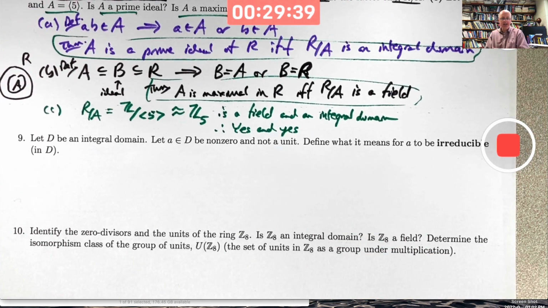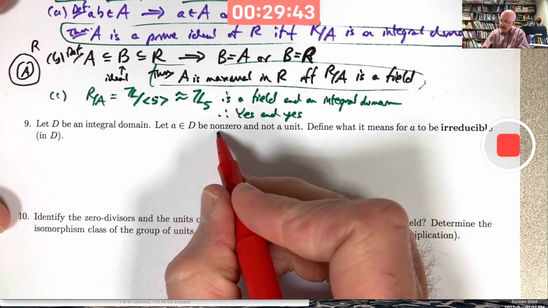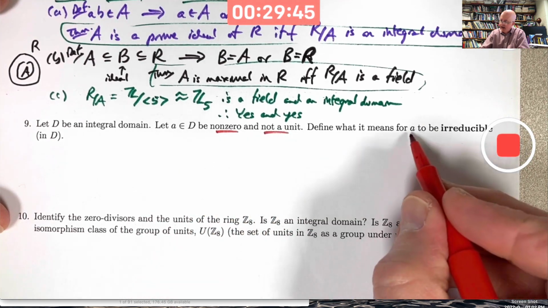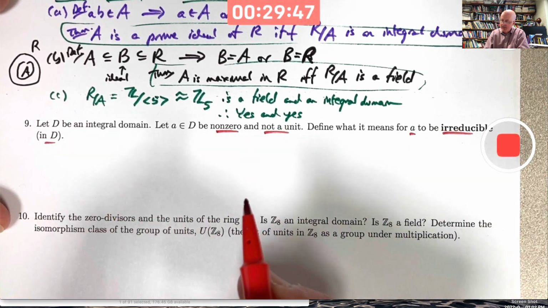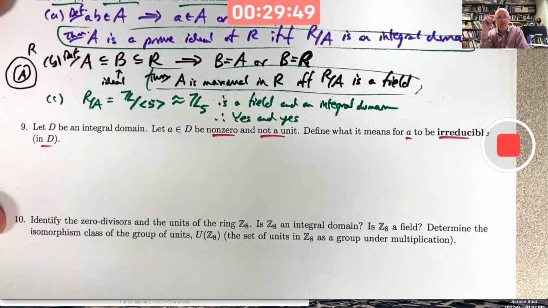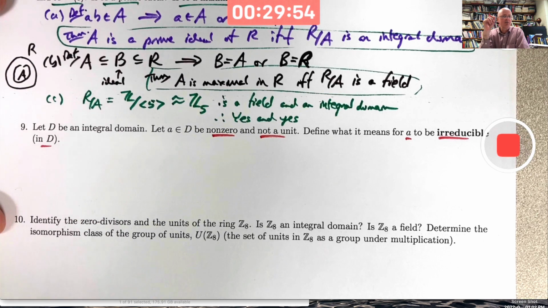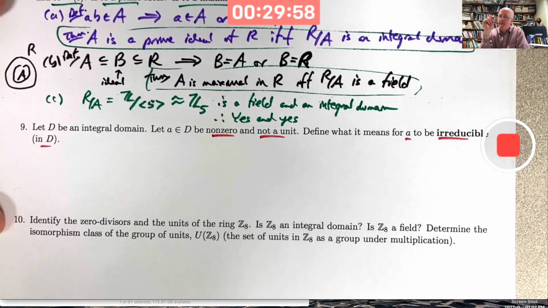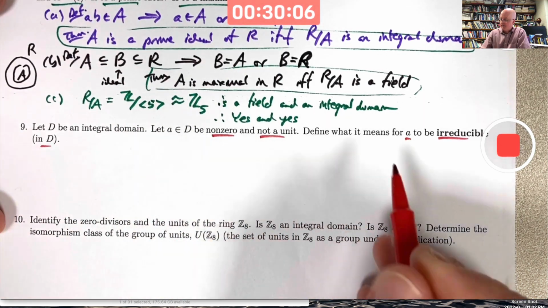Number 9, let D be an integral domain. Let A be an element of D that is non-zero and not a unit. Define what it means for A to be irreducible in D. Irreducibility in general integral domains is analogous to the definition of prime for the integers. But we also are going to have prime elements in integral domains, which is a little different definition related to Euclid's lemma. Don't worry about that for the moment.